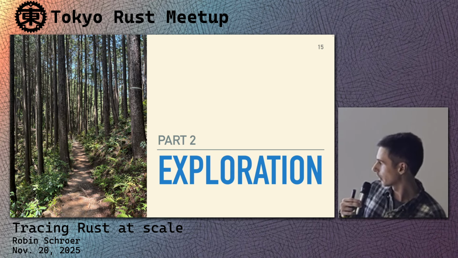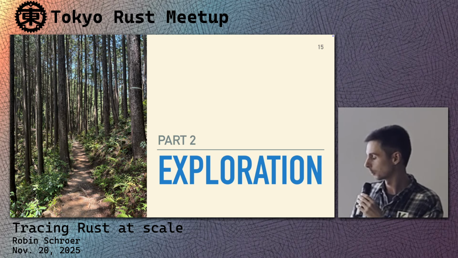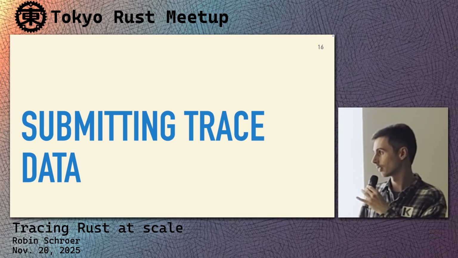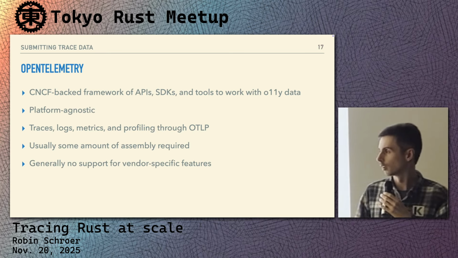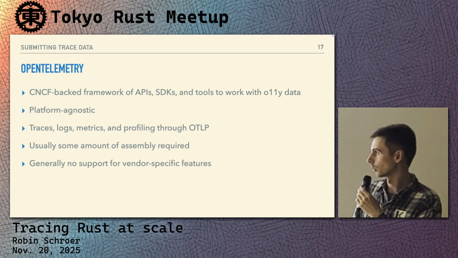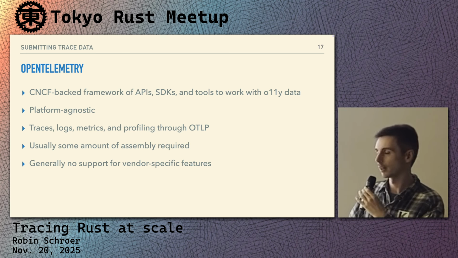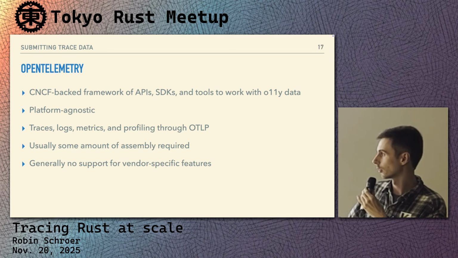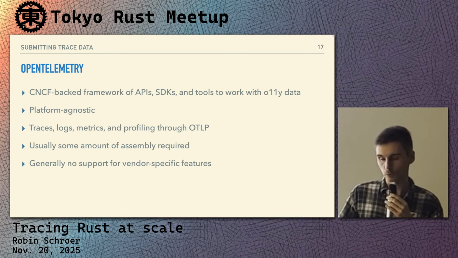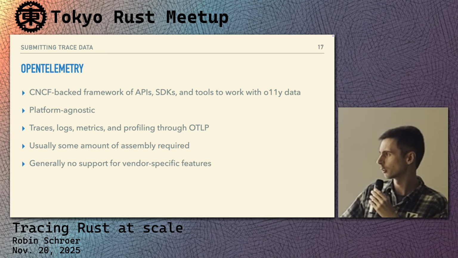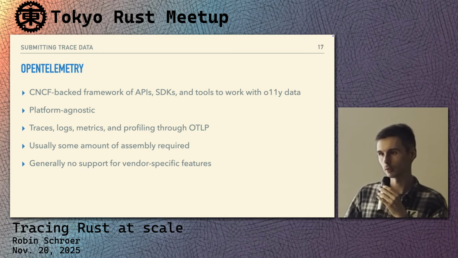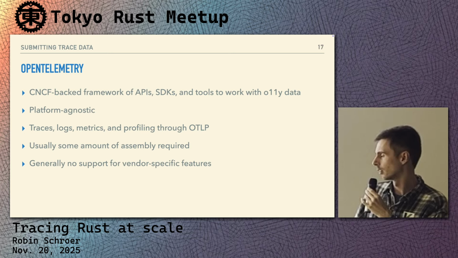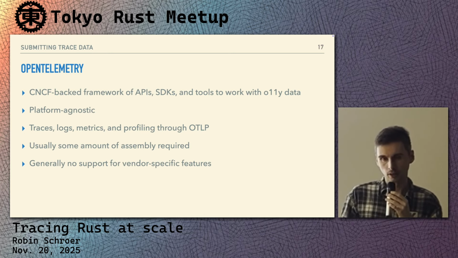So in this section we'll jump around a bit. We will first start at the end actually, and we'll talk about how you actually get the trace data somewhere. So a common standard is OpenTelemetry, which is backed by the CNCF, and it's kind of a collection of different libraries, APIs, SDKs, and all of this is to work with different kinds of observability data. So it's platform agnostic in that there's many different libraries and it works on free language or the platform. And it encompasses traces, logs, metrics, and even profiling. And it's using its own protocol, OTLP.